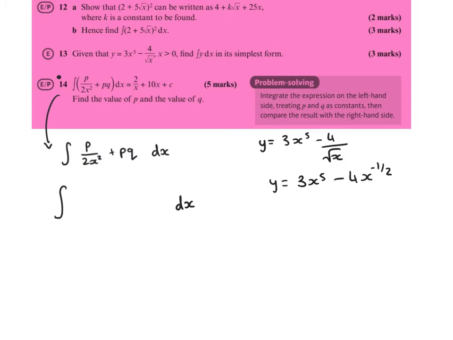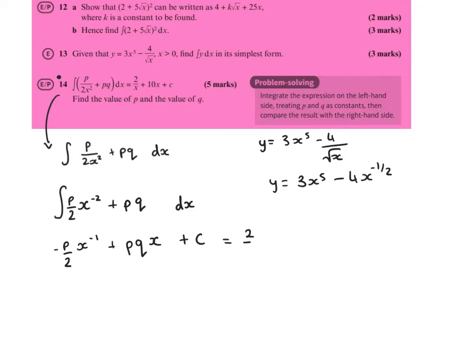Okay then, so p over 2x squared, this is p over 2x to the minus 2. Okay, plus pq. So when we integrate, increase the power by 1, minus 1, divide by the new power, minus p over 2, plus pqx, plus c.